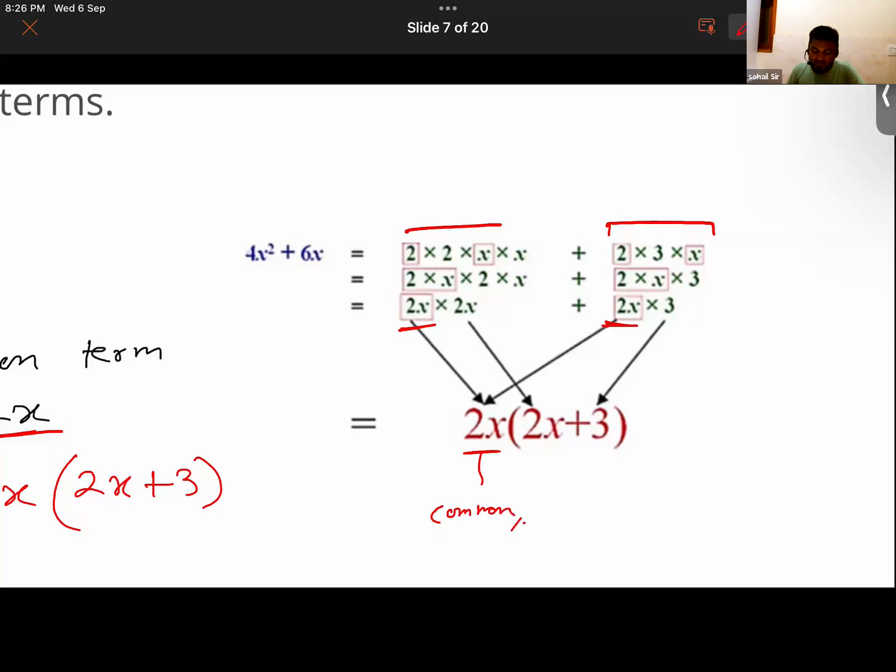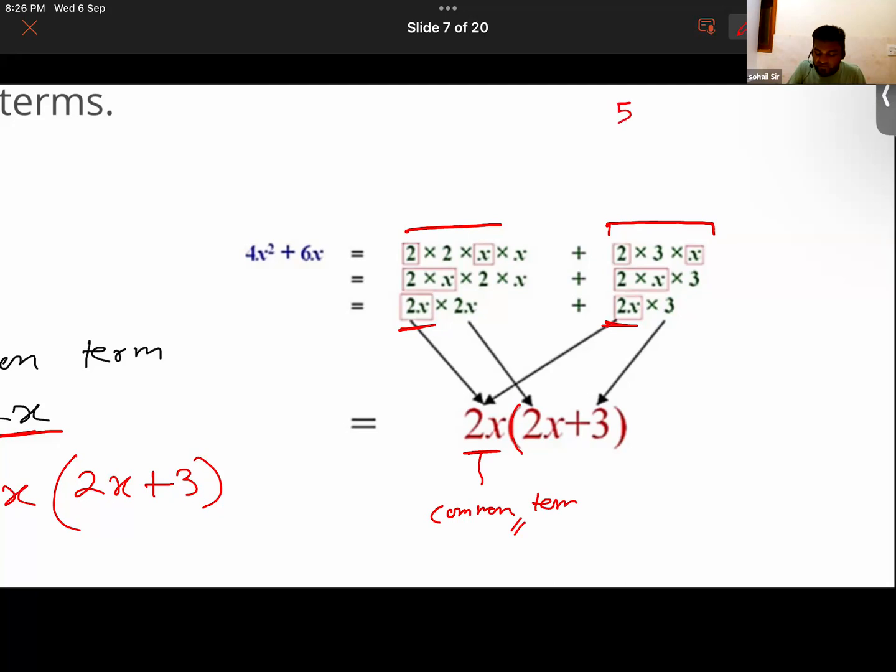Now, what about the remaining terms? We can't leave them alone. So the final form will be in this way: you will write the common term and you will multiply it with the remaining terms. It is just like this.